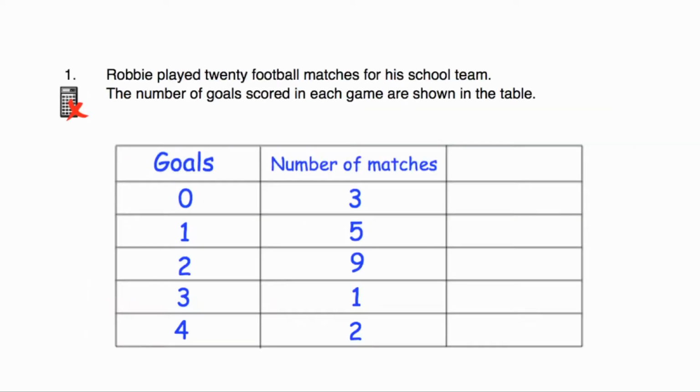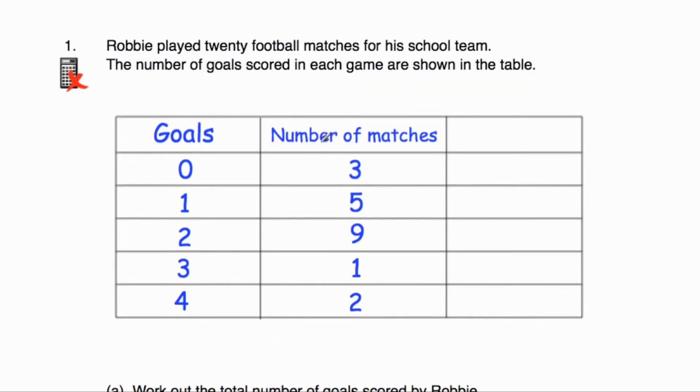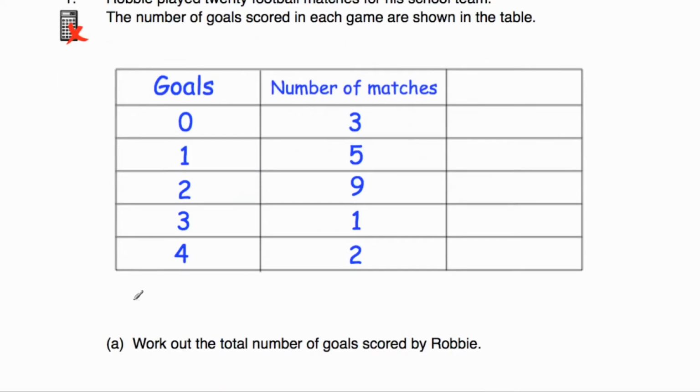So question number one. We're told that Robbie played 20 football matches for his school team. So he's played 20 matches in total, and the number of goals that he scored in each game are shown in this table. So he scored no goals in 3 games, he scored 1 goal in 5 matches, he scored 2 goals in 9 games, he scored 3 goals in 1 match, and he scored 4 goals in 2 matches. And part A says, work out the total number of goals scored by Robbie.